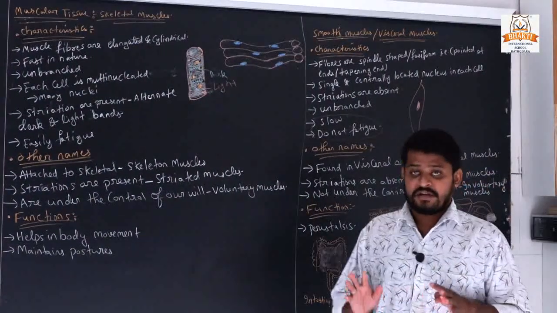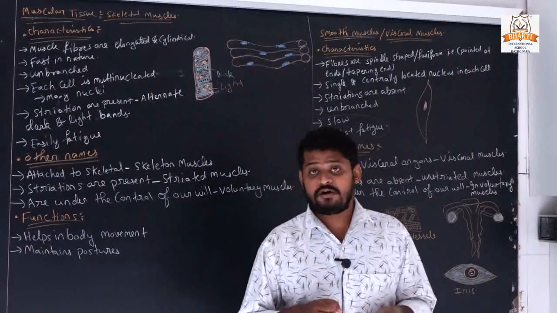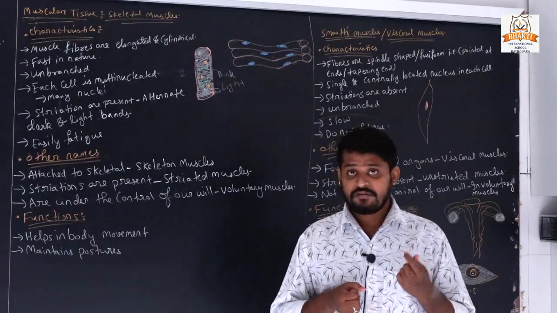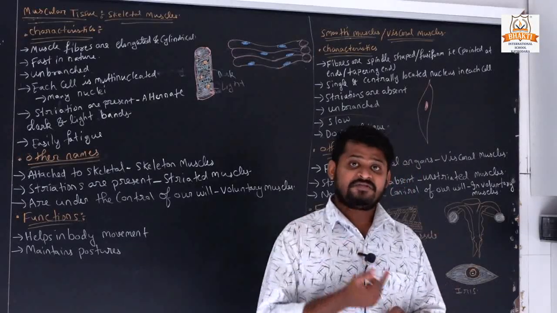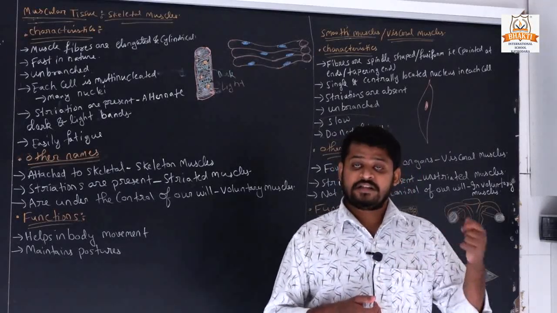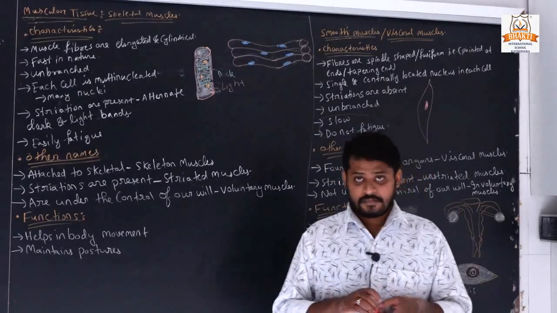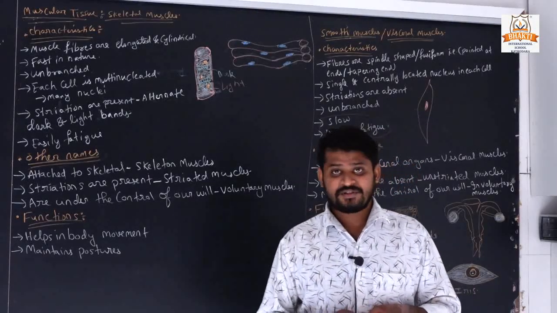So today in this video we studied two types of muscular tissues. One is skeletal and the second one is smooth. And in our next video we will study the cardiac muscles, the third type of animal tissue. So thank you.